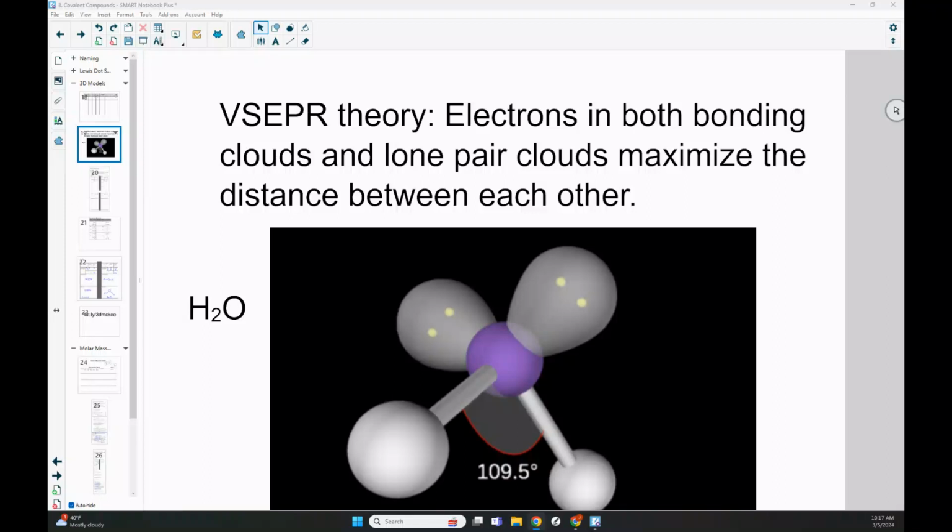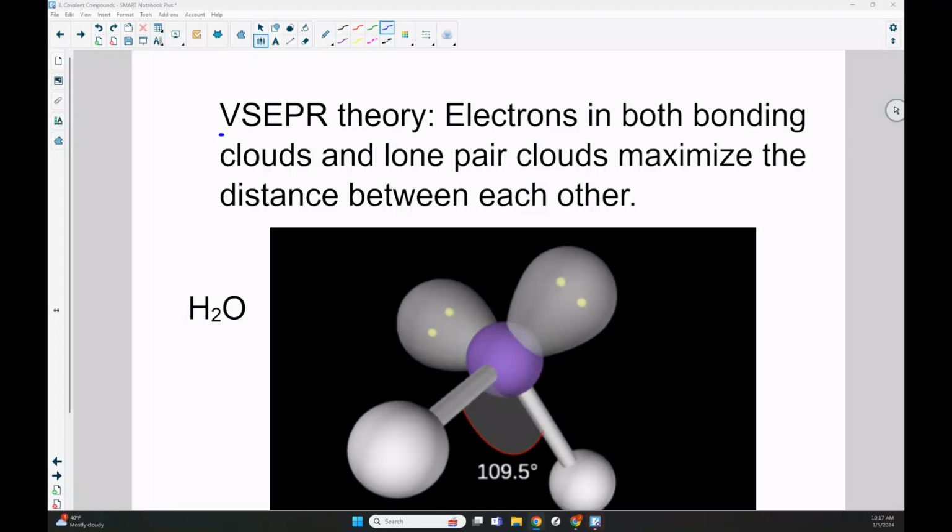Hello, Chemistry, Mr. McKee here, and I'm going to talk you through how to draw three-dimensional models for molecules. So the first thing I want to look at is what we did in our last assignment. We learned about something called VSEPR theory. It stands for valence shell electron pair repulsion theory.